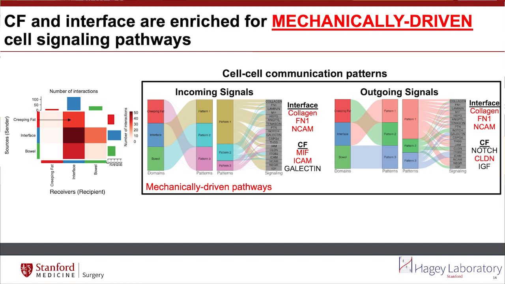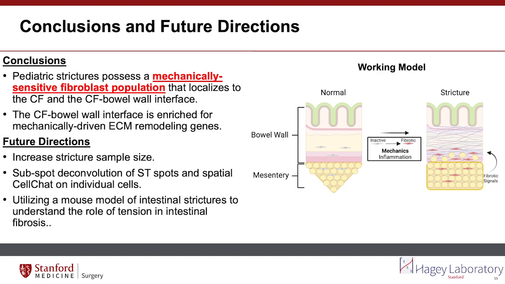And so in conclusion, I hope I've been able to show you that we have identified a mechanosensitive fibroblast population that is present in human strictures that localizes to both creeping fat and the interface. And in addition, I hope I've been able to convince you, at least by spatial transcriptomics, that it appears that the interface between the creeping fat and the bowel wall appears to be a significant player in the formation of intestinal strictures.